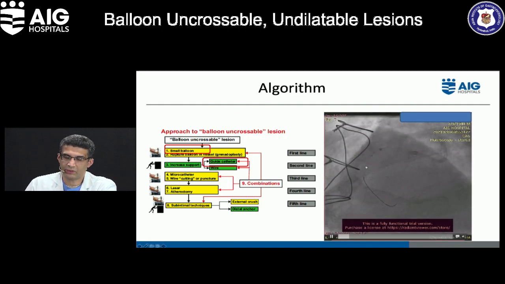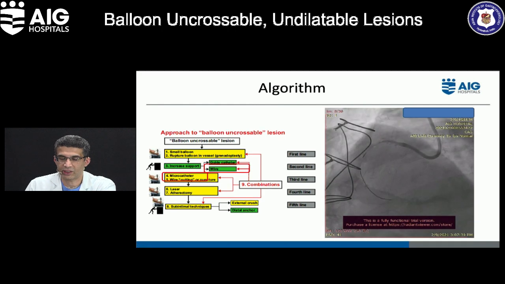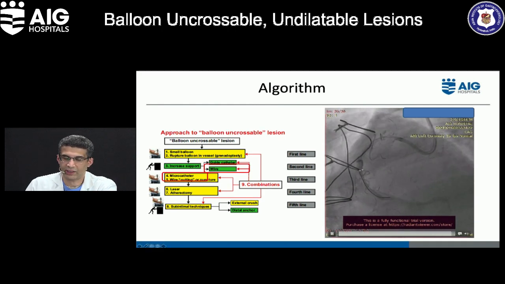So what did we do? We first went ahead with a guide extension, then used a 2 mm balloon, then a 1.5 mm balloon, then a 1.25 mm balloon, and a 1.1 mm balloon, but none of those balloons were going. So the first part of our algorithm actually failed in this particular situation. Next, we thought we'll use a microcatheter and then exchange it for another wire so that the balloon goes. Again, none of the microcatheters were passing in.